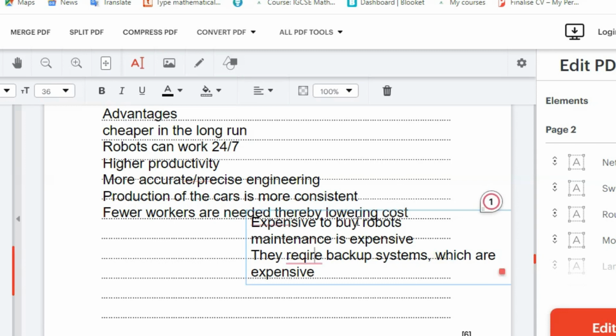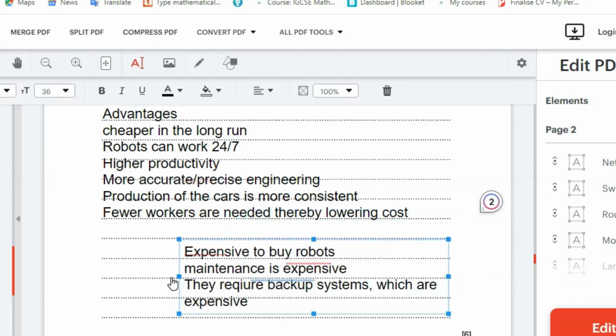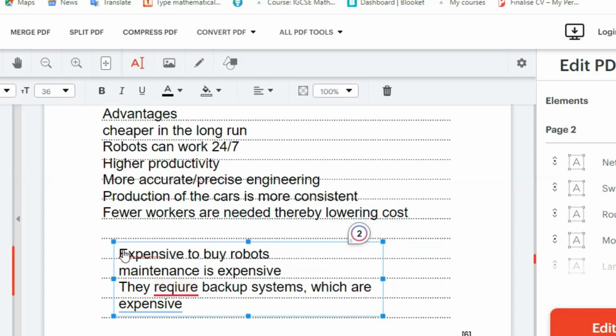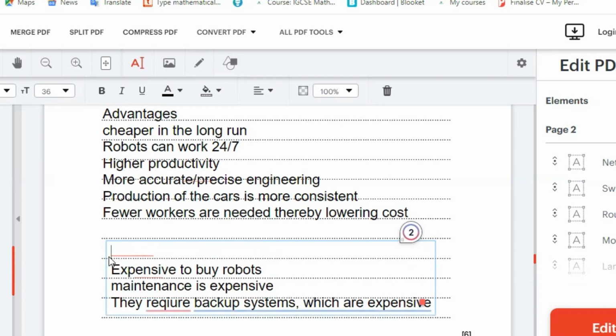All right. So these are the disadvantages of using a robot. Let's cite it here. Disadvantage.